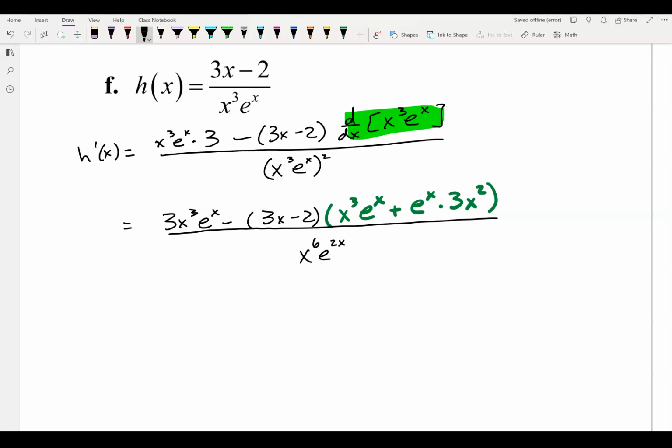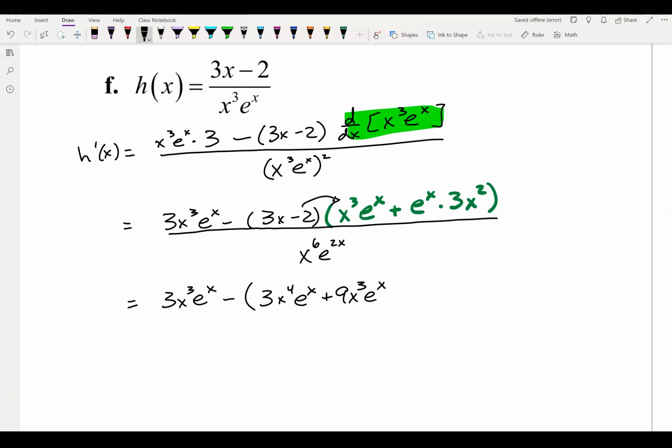And now we're going to distribute green and, right, we're going to distribute these guys right here and then combine like terms and we'll be done. So we have 3x to the third e to the x minus multiplying our 3x here. I'm going to have 3x to the fourth e to the x. Multiplying it there, I'm going to have plus 9x to the third e to the x.